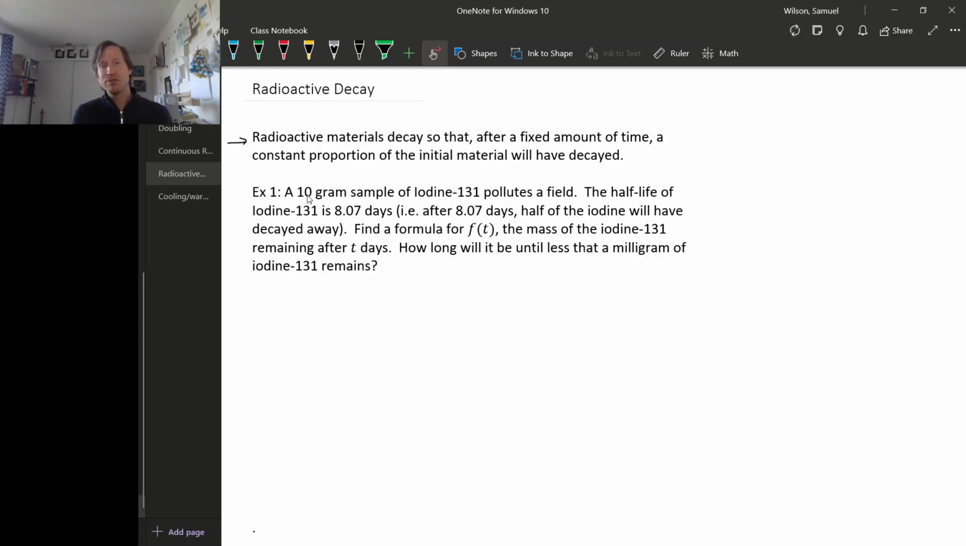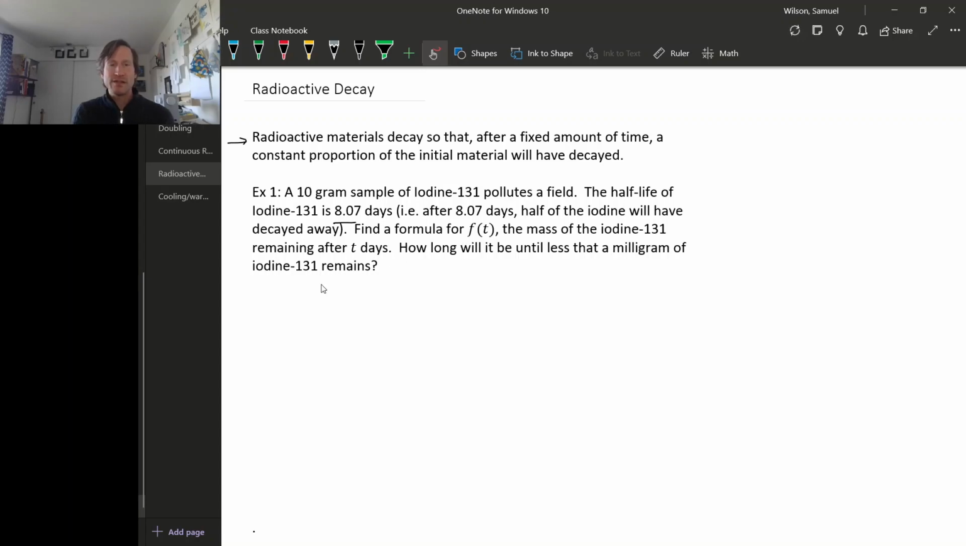For example, suppose we have a 10-gram sample of iodine 131 that is polluting a field. The half-life of iodine is 8.07 days, it turns out. So after 8.07 days, half of the iodine will have decayed away. Let's find a formula for the mass of the iodine remaining after t days, and let's use that to figure out how long it is until less than a milligram of iodine remains. Maybe we need to wait for there to be less than a milligram of iodine 131 just to make sure that the field is safe to use for crops, I guess.